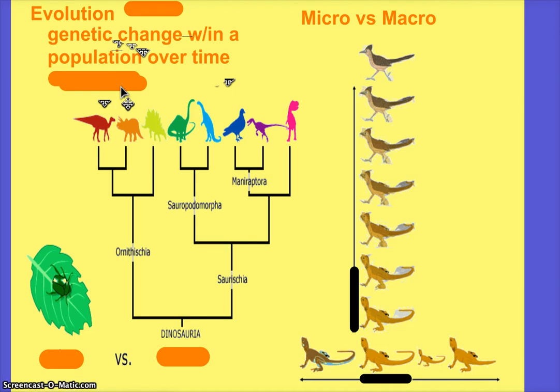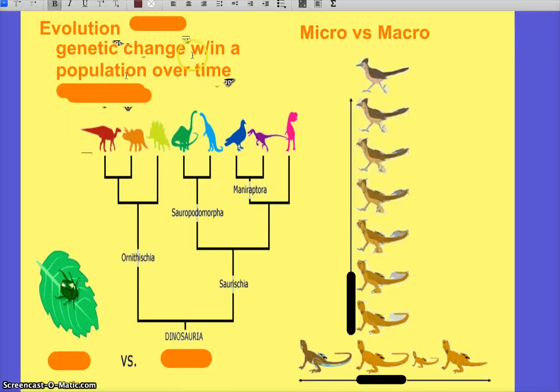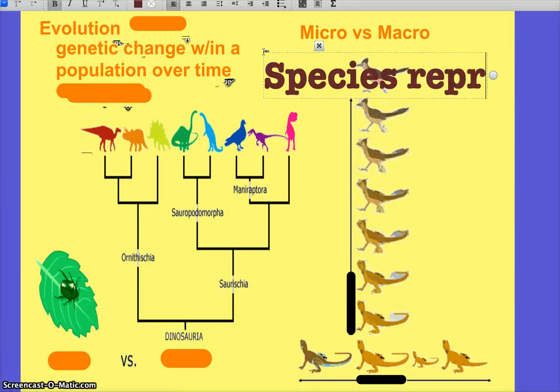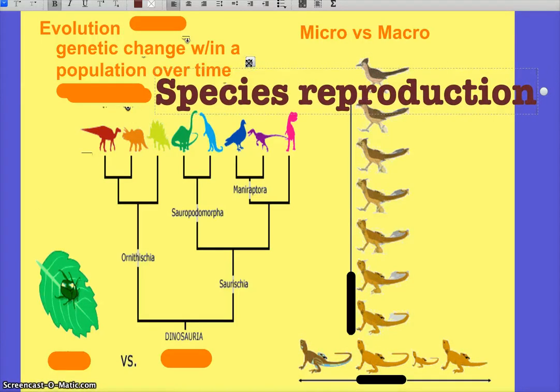A species will show some change, then they reproduce. Really important: species have to reproduce in order for evolution to happen. Without reproduction, you don't have the population changing, right?